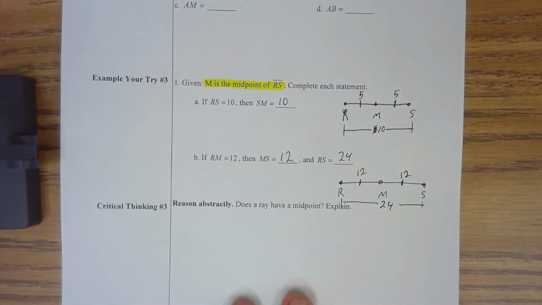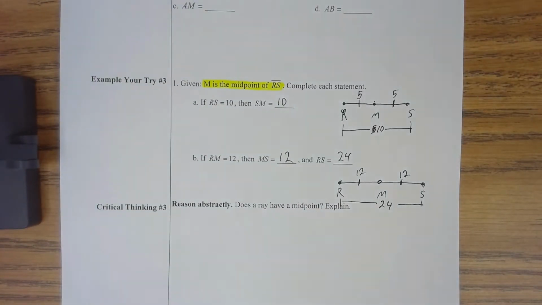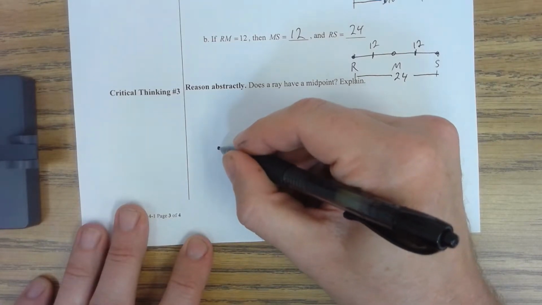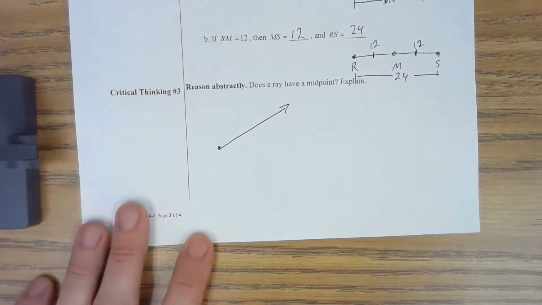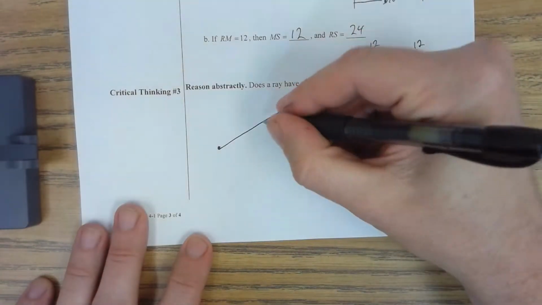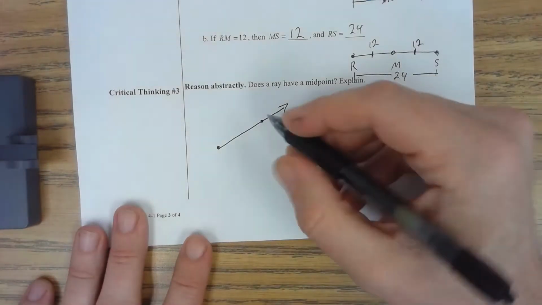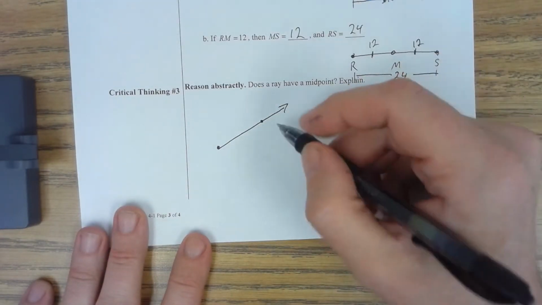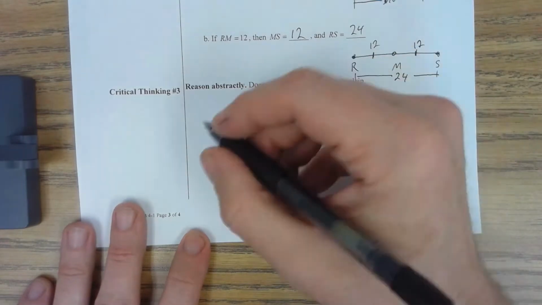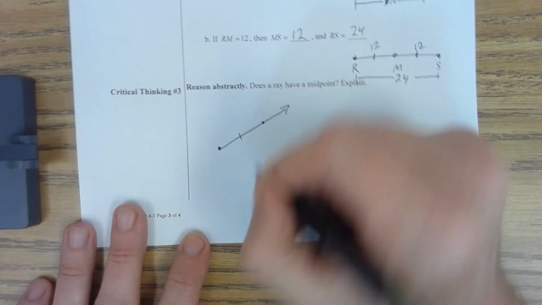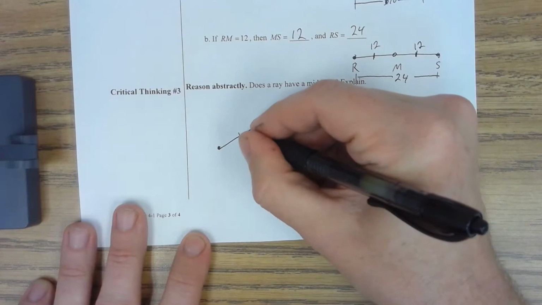Okay? Alright, let's take a look at this critical thinking problem. Does a ray have a midpoint? Explain. Okay, does a ray have a midpoint? Okay. First off, let's draw a ray. Okay, here's a ray. It starts at a point and goes on forever. Usually we've shown it going through another point. Now, is this ray the end? No, it keeps going forever to the right. But let's draw a midpoint. Halfway between here and here, we'll put it right here.